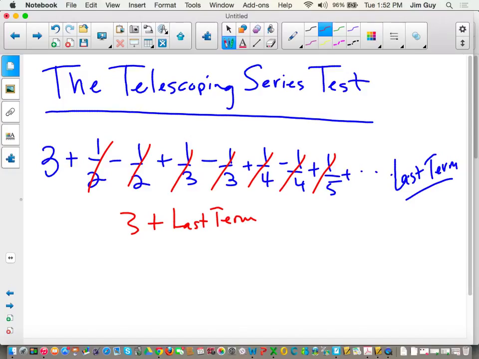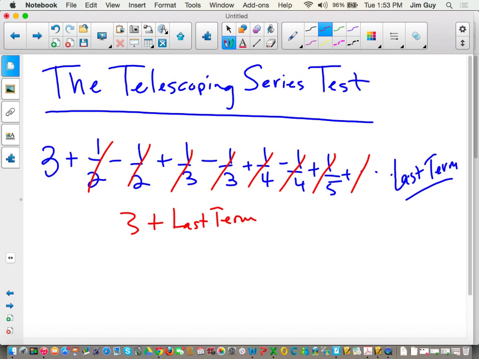Yeah? So we're just assuming that it lands on the nth term? That is the 3? But we're not assuming anything. The last term is the nth term as n approaches infinity. Are you assuming we have a negative 1/5? No, I'm glad you asked.